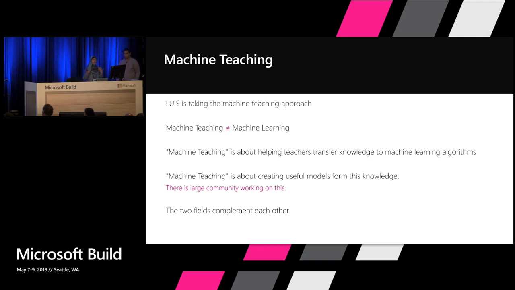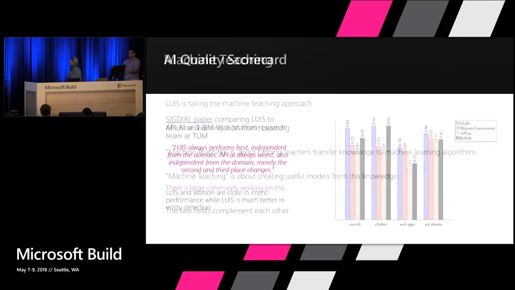And so machine teaching is about creating useful models from this knowledge, right? From the knowledge that you have, and then giving it to the machine learner to extract knowledge out of that data, right? And the two fields are complementary, as you can see.